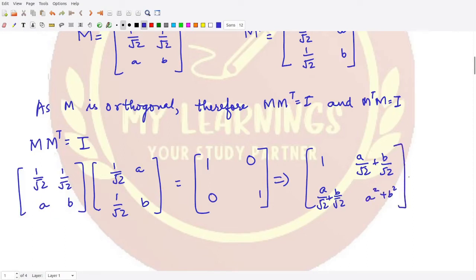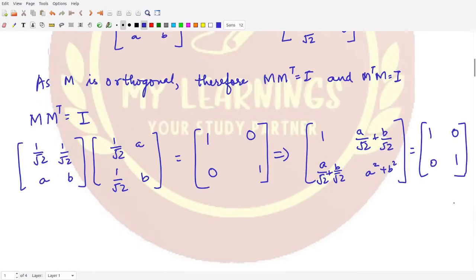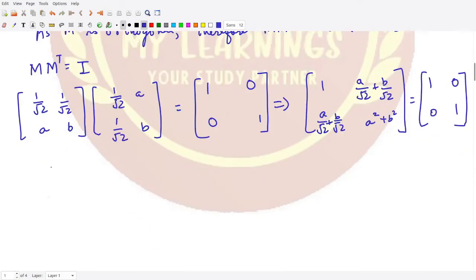This is the left hand side matrix, and the right hand side matrix is the given identity matrix, right? So let's solve this. When you compare the two, you obtain A by square root 2 plus B by square root 2 has to be equal to 0, and you also have A square plus B square equal to 1, right?